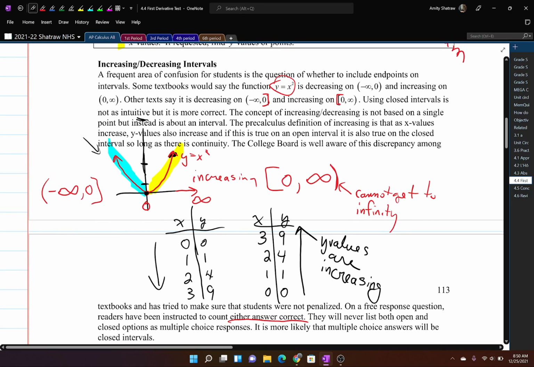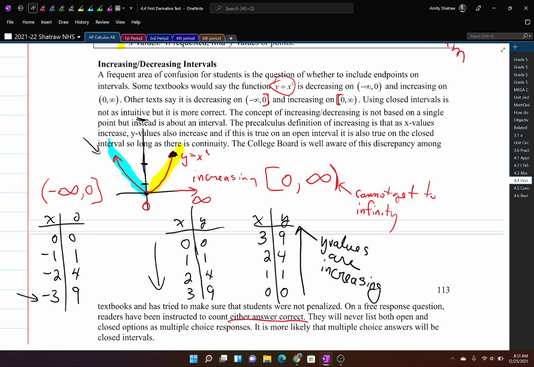Here I had that table for 0, 0. And then what if I throw in a negative 1? I still get a positive 1. What if I throw in a negative 2? I still get a positive 4. What if I throw in a negative 3? I still get a positive 9. These are where numbers are more negative. So the more negative you get, the more positive I get.